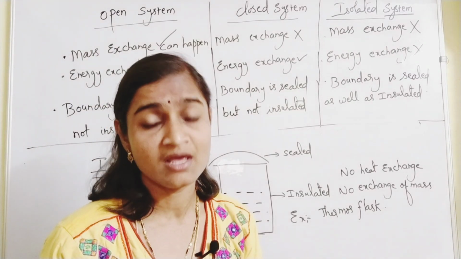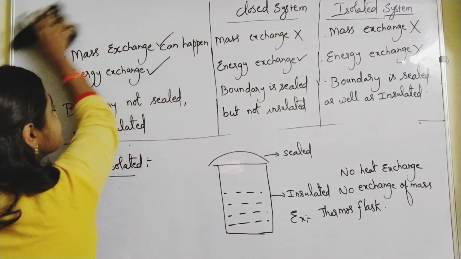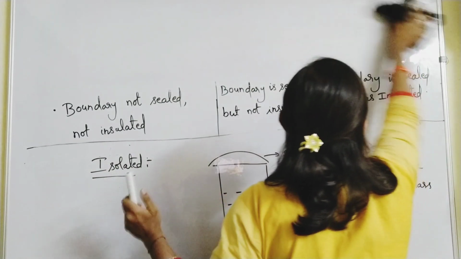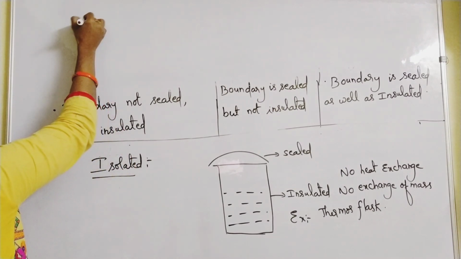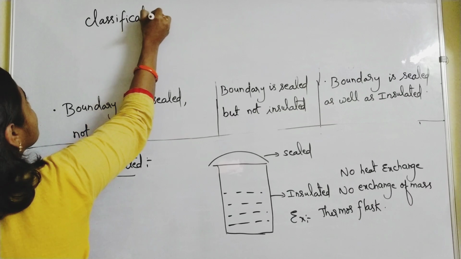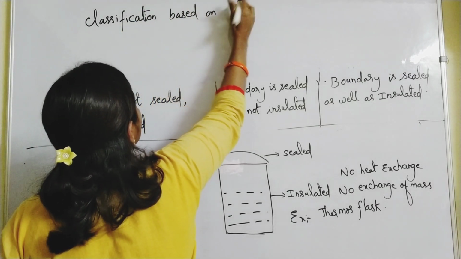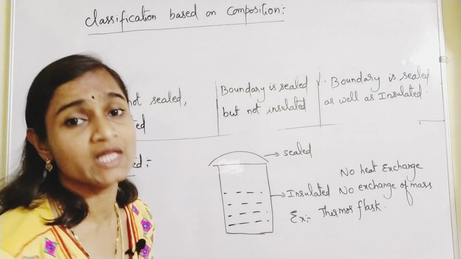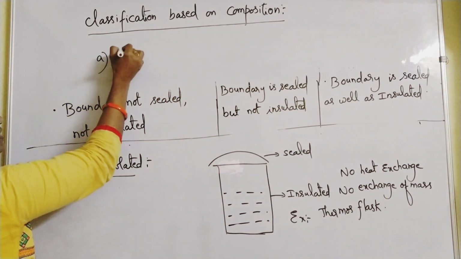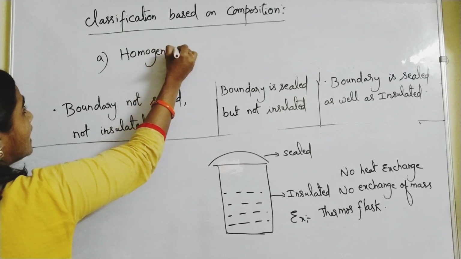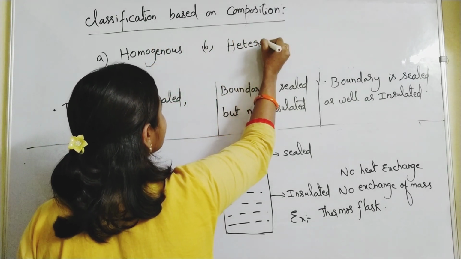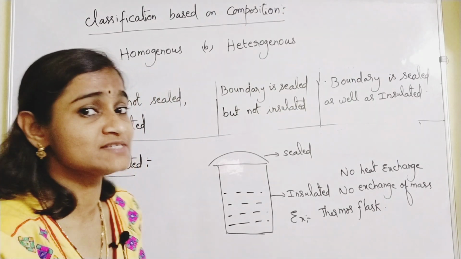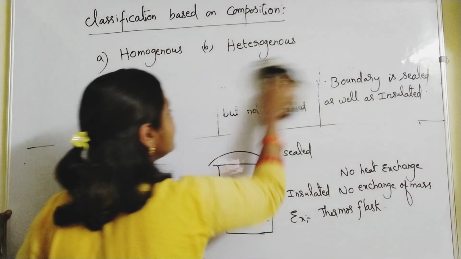And you have one more classification, based on the type of composition of the substances. Another classification is also there for systems, based on composition: homogeneous system and heterogeneous system. In your lower classes you might have learnt homogeneous mixtures and heterogeneous mixtures. So, homogeneous system and heterogeneous system.